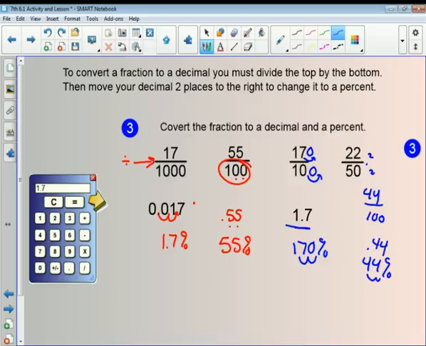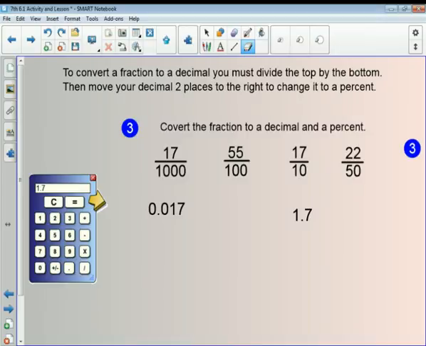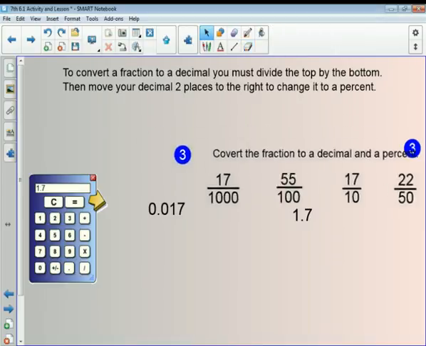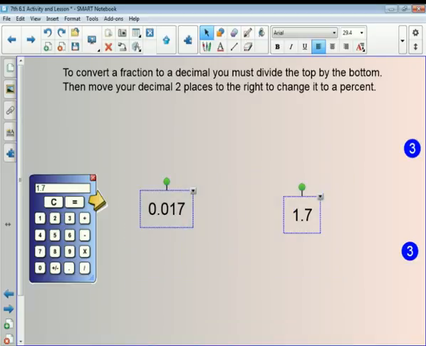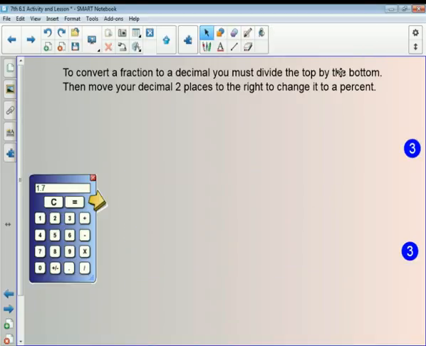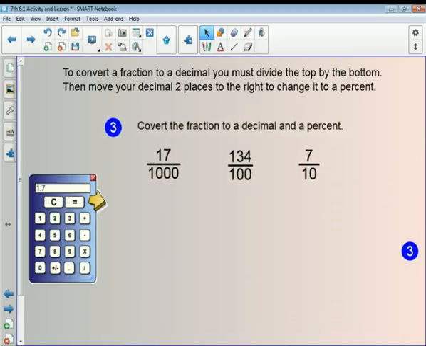Okay. All right, so let's have you guys try a couple. Remember, if you're pushing it in on your calculator, it's always your top divided by your bottom. All right. Why don't you guys try these three independently and then check back on your answers.